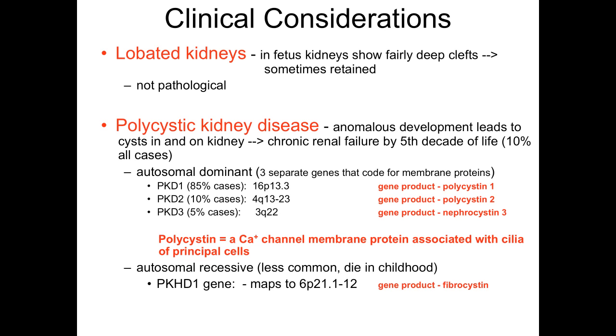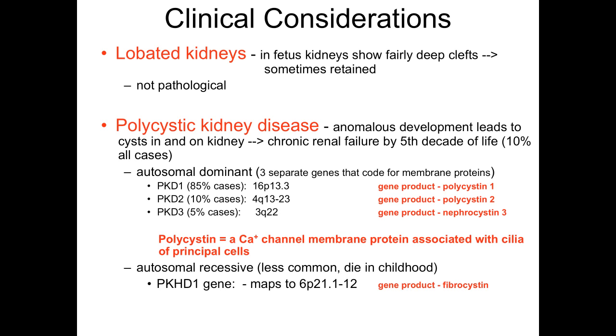Polycystic kidney disease is a relatively serious situation. You get anomalous development that will lead to cysts in and on the kidney, and about 10% of chronic renal failure cases are thought to be related to polycystic kidney disease, and you usually see chronic renal failure catching up with patients somewhere in their 5th decade of life. There are autosomal dominant and autosomal recessive forms of polycystic kidney disease.